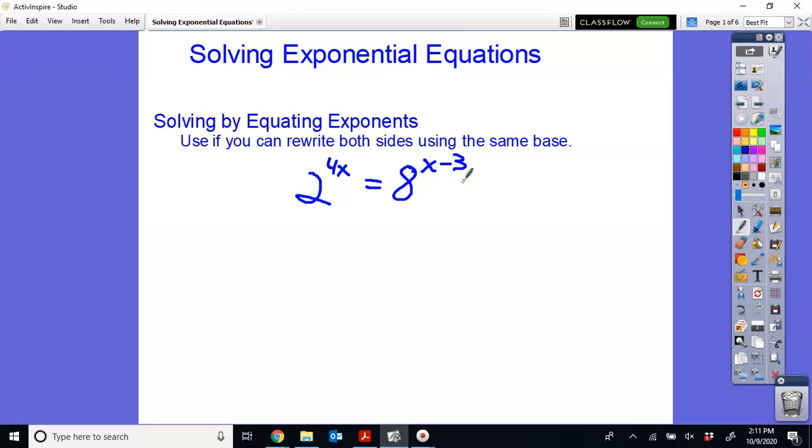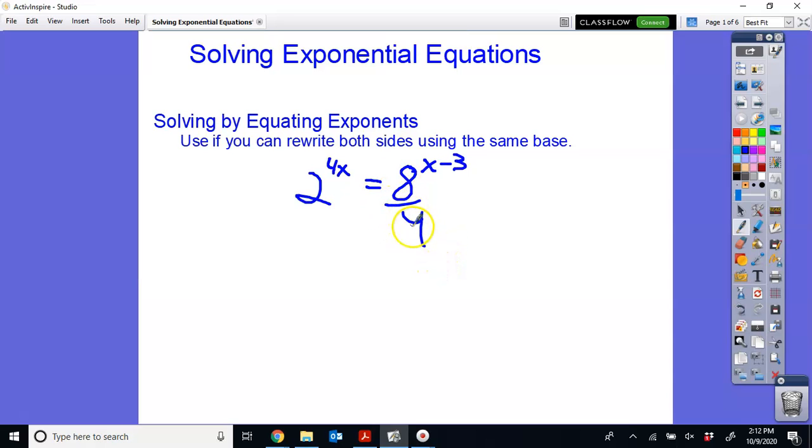And what I mean by equating exponents is we're going to use this method if we can take both sides of this equation and rewrite them to be the same base. Now, a lot of times when people run into this problem, they want to look at it and say, oh, I'll just divide this by 4 and it'll make it 2. That's not what we mean by rewriting both sides.